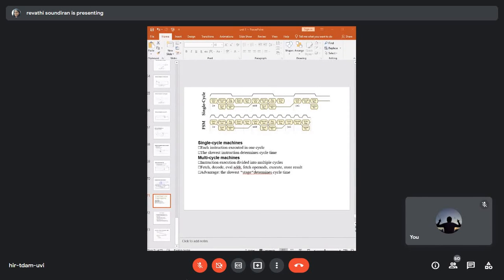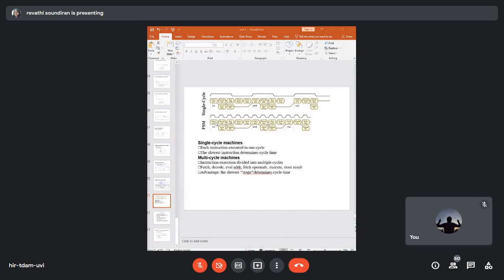In the FSM data path, we require thinking about the required FSM states for executing that particular instruction. If you see here, the instruction is divided into multiple states, multiple cycles for that matter. So one clock cycle is going to execute one state. Here the advantage is that the slowest state is going to determine your cycle time. This is the difference when you compare it against your single cycle machine.